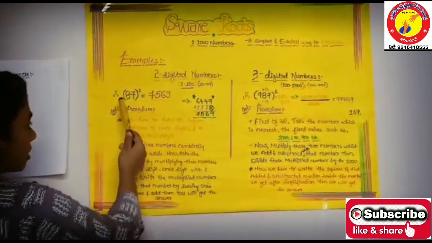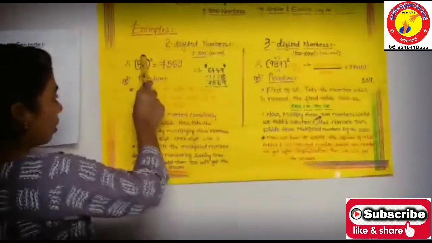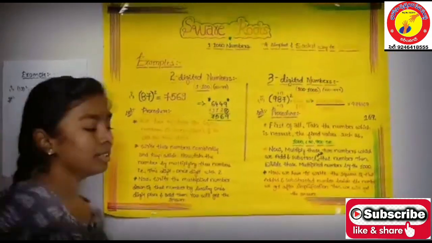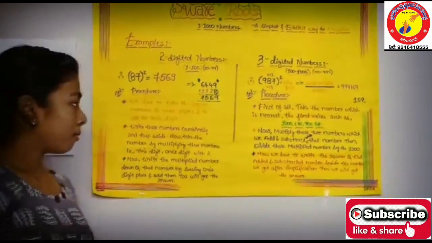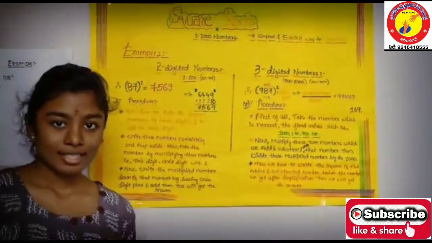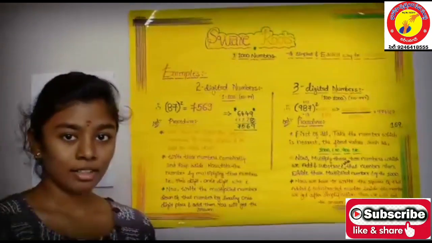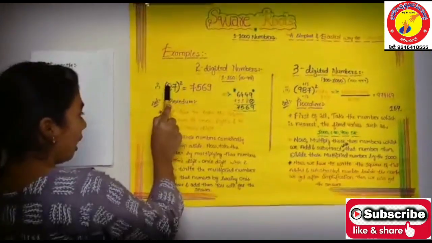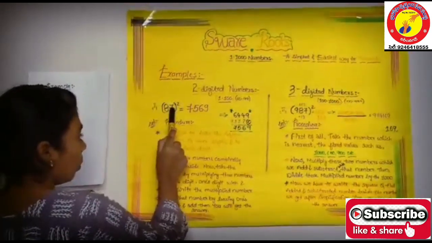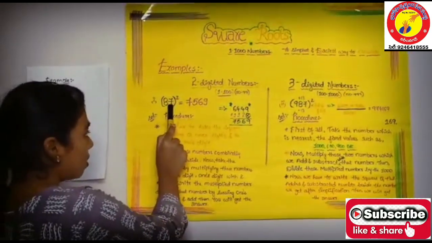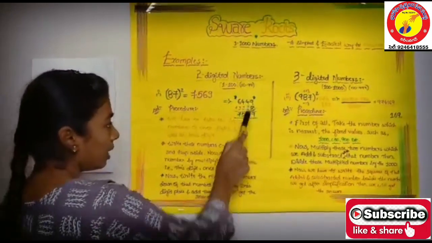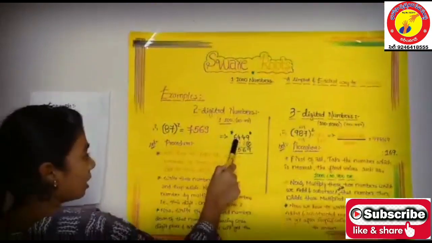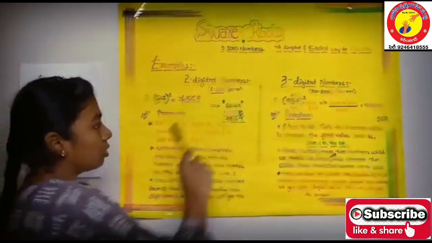So I have taken the example in 2-digit numbers as 87 whole square. The 87 whole square is equal to 7569. This value we can get by following this procedure. There are three steps. Step number 1: we have to take the squares of ones digit number and tens digit number. Here ones digit number is 7, so 7 square is 49. We have written here. Then 8 square, tens digit number. 8 square is 64. We have written here. By combining these both, you keep aside.